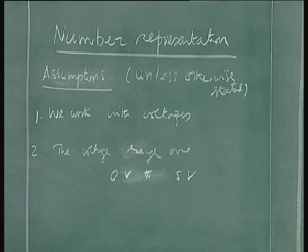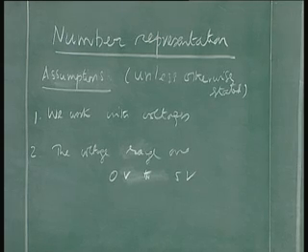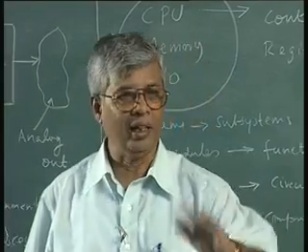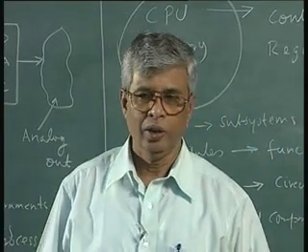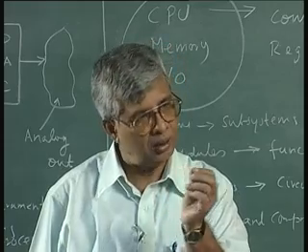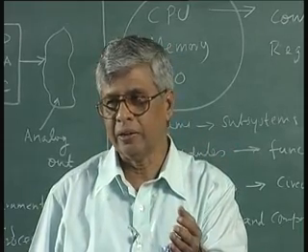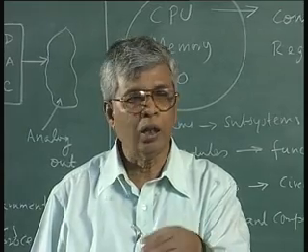Now we have only 2 levels of representation, like pass or fail. I can have pass as 5 volts, fail as 0 volts, no problem. How do I do it? By means of electrical switches. A switch can be open to indicate a condition, closed to indicate another condition, on or off.